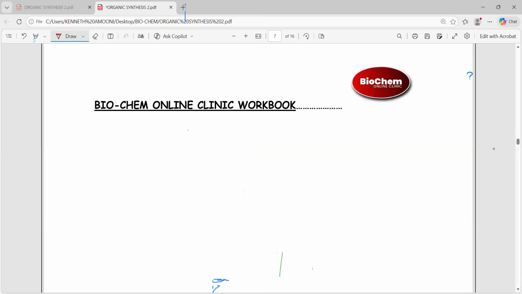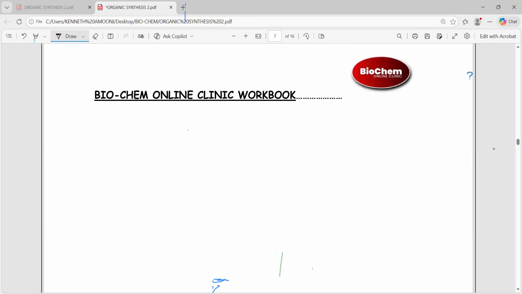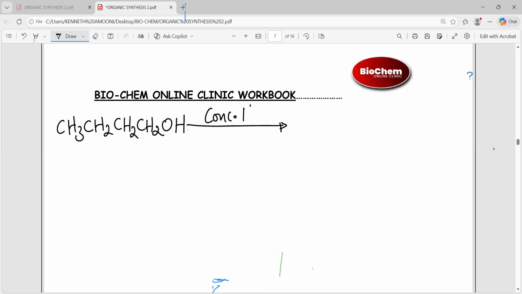So you can start the synthesis. Butan-1-ol, CH3CH2CH2CH2OH. I can react that with concentrated sulfuric acid at a temperature of 180 degrees Celsius. It is going to give me an alkene, but the alkene that it's going to give me is going to be symmetrical. That is the alkene that it's going to give me.